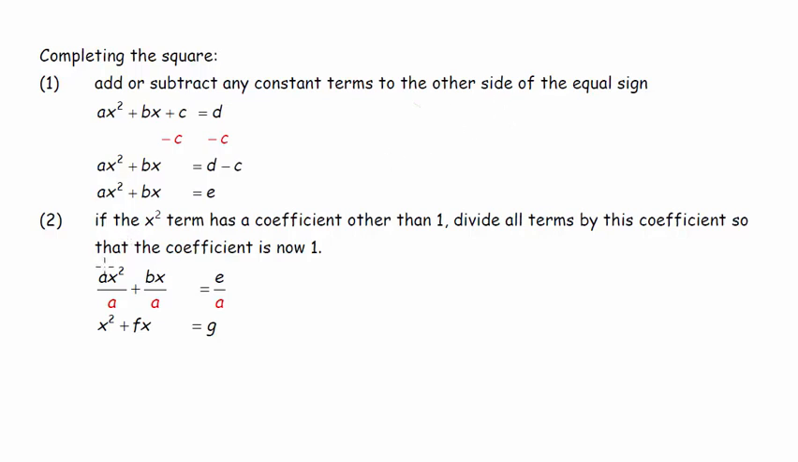Now, the second thing we're going to do is, if there is a coefficient in front of this x squared term, we're going to divide every term by that, just to make our arithmetic a little simpler.